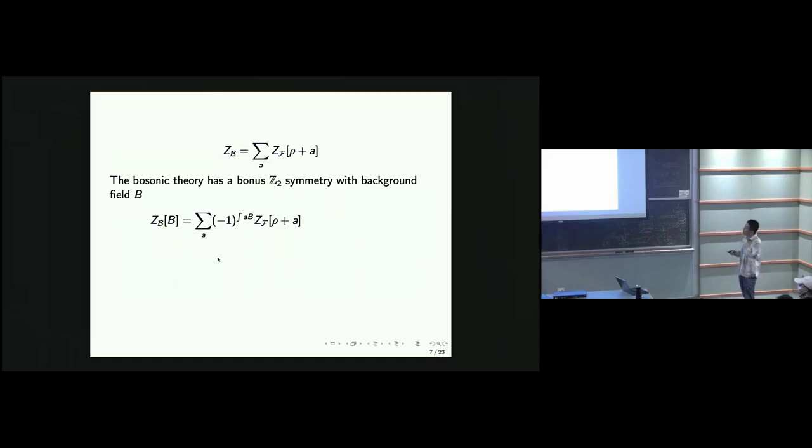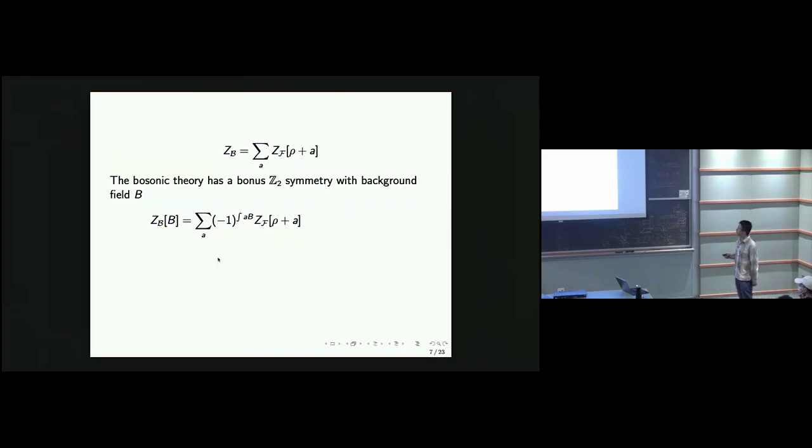Okay. And then, as we all know, just as in gauging an ordinary Z2 symmetry, after summing over the fermion parity gauge field, there is a bonus or quantum Z2 symmetry in the resulting theory, which is the bosonic theory. So we can try to turn on the background field for this bonus Z2 symmetry. Let's call the background field capital B. So we turn on this background field in this particular way.